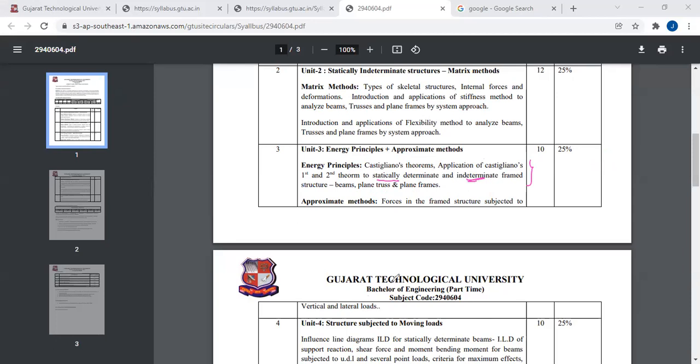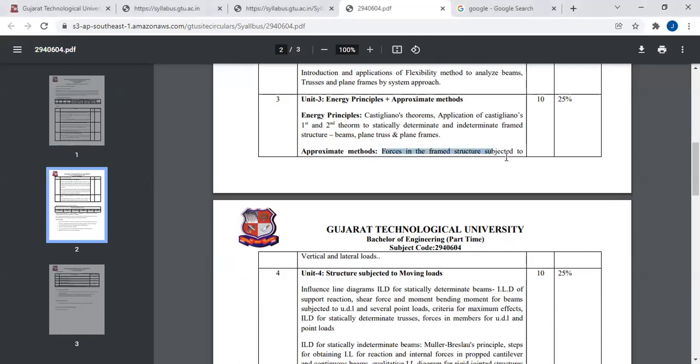And the last topic is also a very interesting topic, that is the approximate method. Forces in a frame structure subjected to vertical and lateral load.